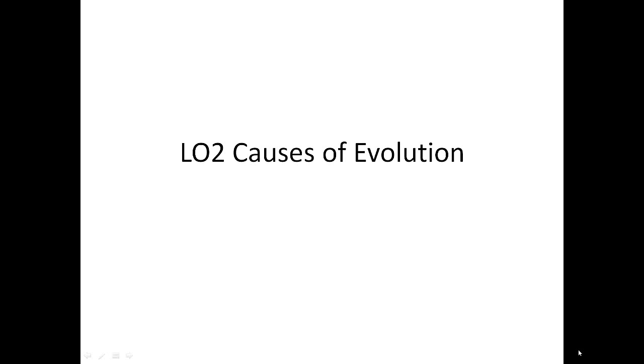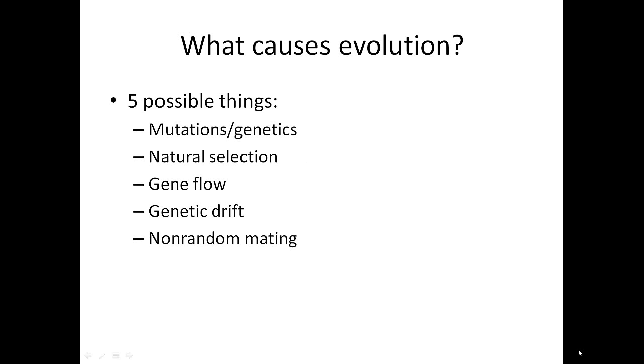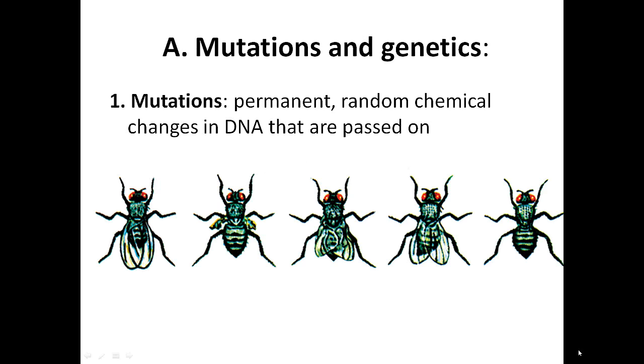In LO2, we're going to look at what actually drives evolution. There are 5 things that tend to make evolution happen. As you can see here, we're going to talk about mutations in genetics, natural selection, which we've already hit on, gene flow, genetic drift, and non-random mating.